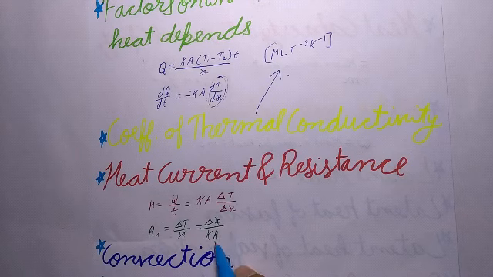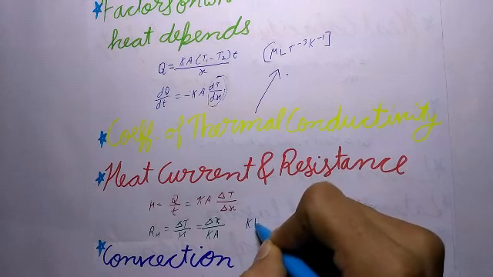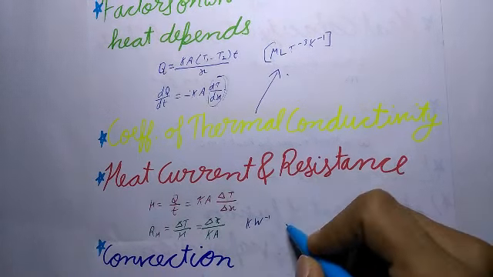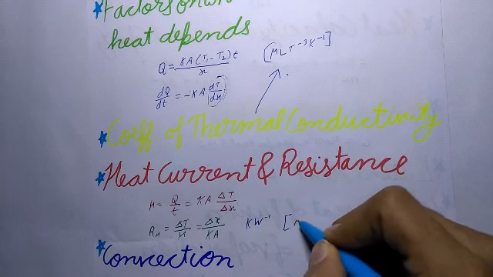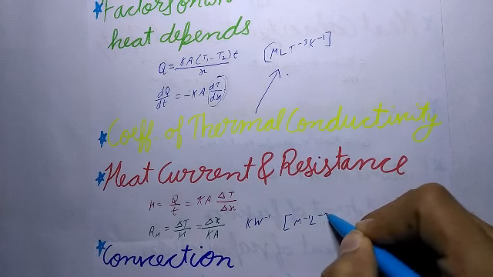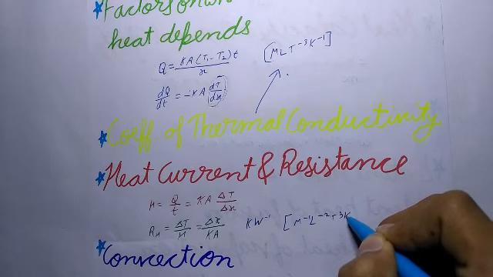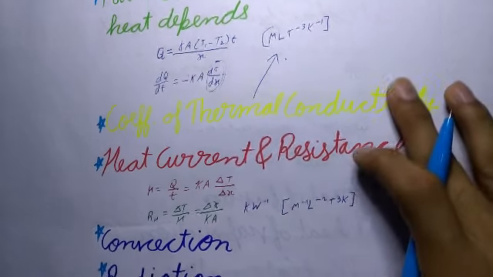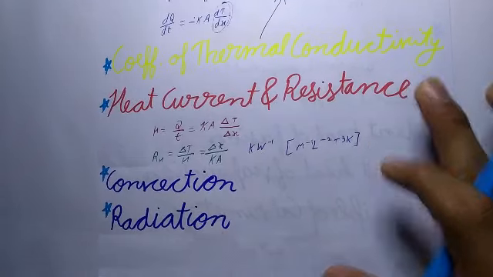SI unit of R_H is this, and dimensional formula is this. Now next is convection.